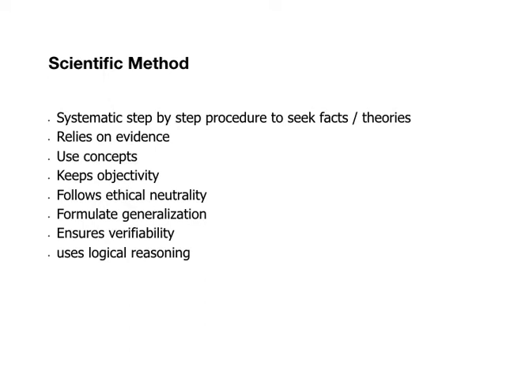So, keeping in view, the first point is systematic. It relies on evidence. The third is using concepts. It keeps objectivity. It follows ethical neutrality. It formulates generalization. It ensures verifiability and uses logical reasoning. So these are all important points. And if you follow all these points, your research is going to be scientific. However, this is not the key topic of our discussion today.